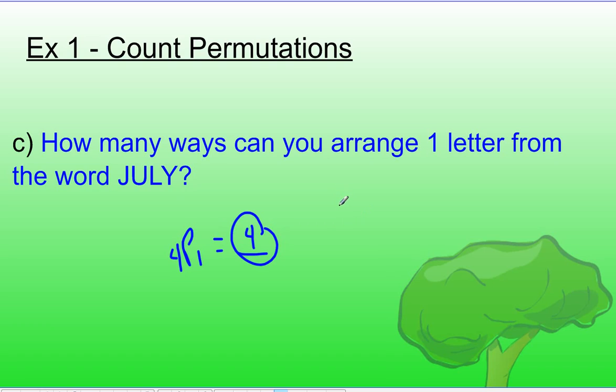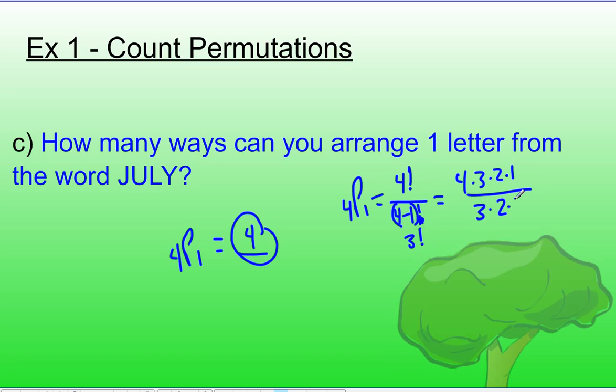If you did the big nasty, 4 permute 1 gives you 4 factorial over 4 minus 1 factorial, which would be 4 times 3 times 2 times 1 over 4 minus 1 is 3. So 3 times 2 times 1, and these cancel, and these cancel, and these cancel, and you get 4. So, my way, the formula way.